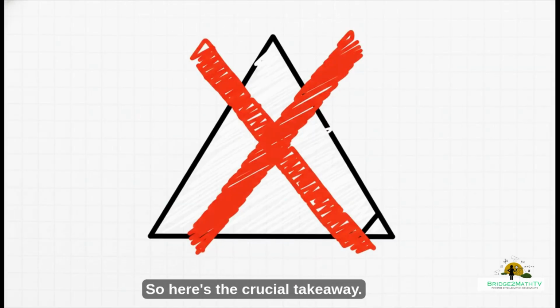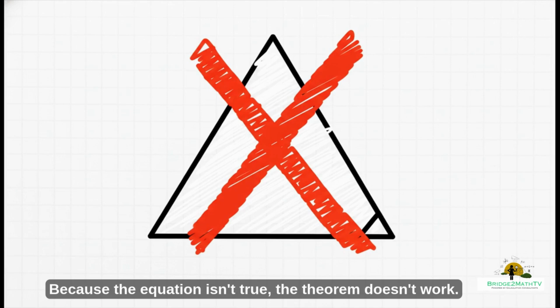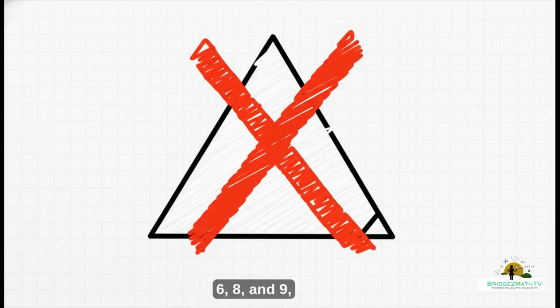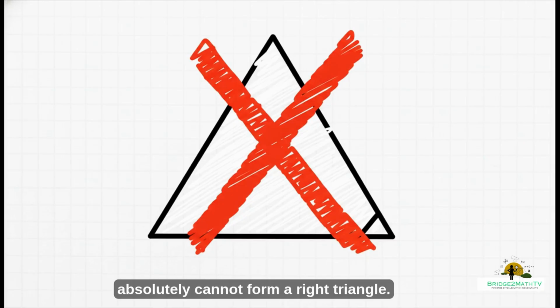So here's the crucial takeaway. Because the equation isn't true, the theorem doesn't work. This means that this set of sides, 6, 8, and 9, absolutely cannot form a right triangle. And that's how we know for sure. It's like a truth detector for triangles.